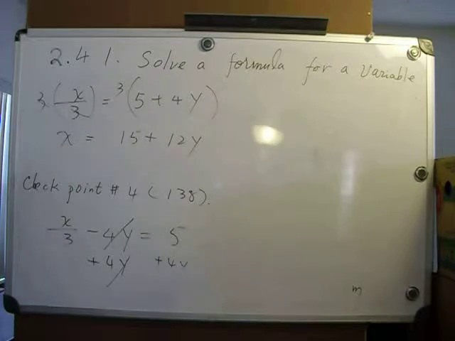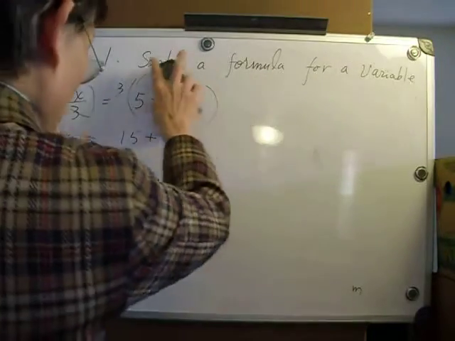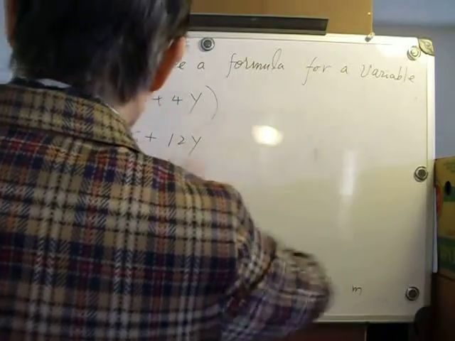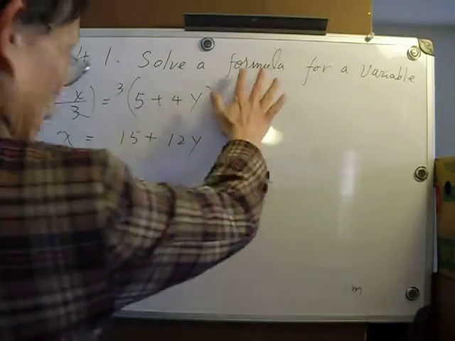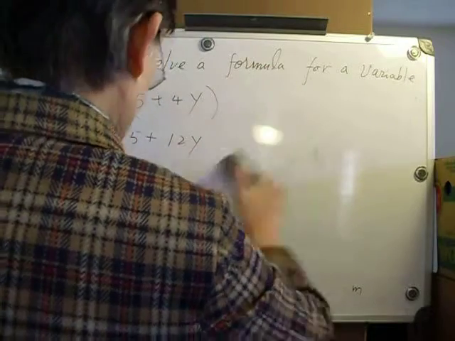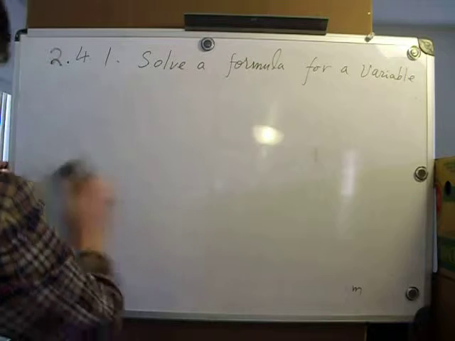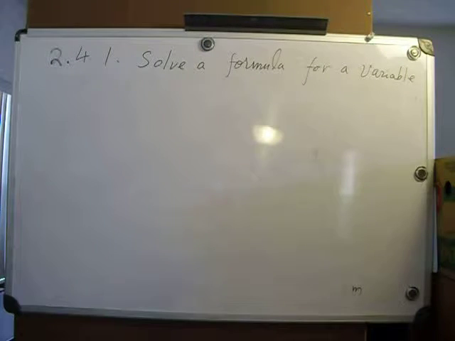Solving an equation with more than one variable. This section's name is solve a formula for a variable. We treat this as a formula, but we can say solve an equation with more than one variable. Next one, we have little time.